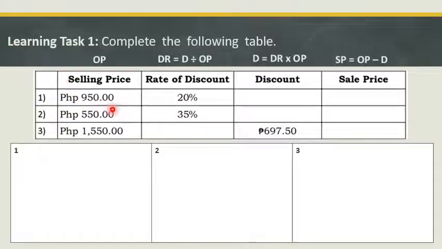So, for number 1, ang hinahanap is discount at saka sale price. So, dito muna tayo sa discount. So, anong formula ng discount natin? Discount rate times OP.